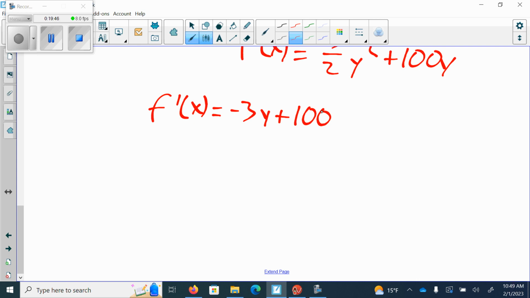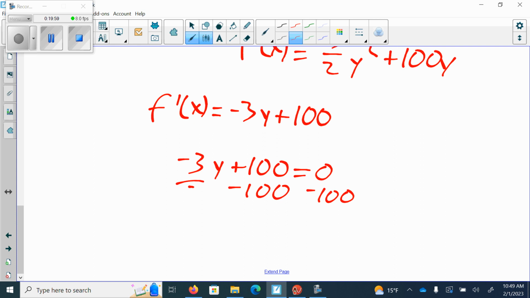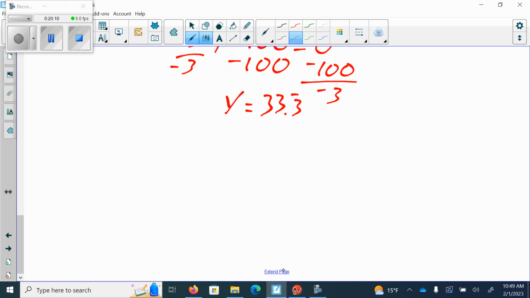Oh, so we solve for 0. Yeah. You're going to take the first derivative, set it equal to 0. Minus 3. And then this is our y value.